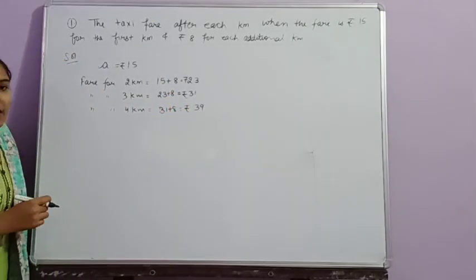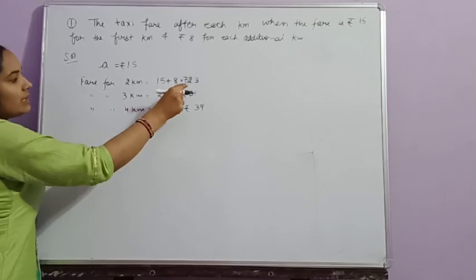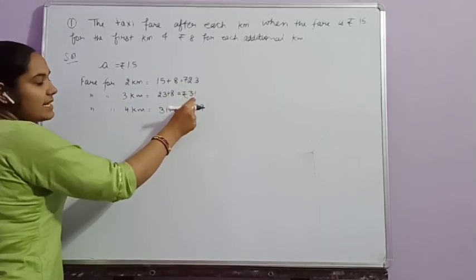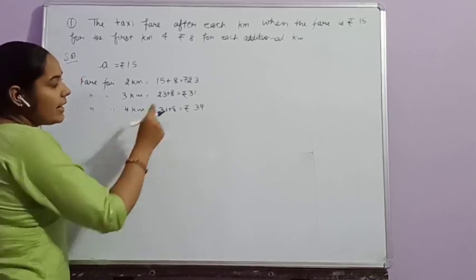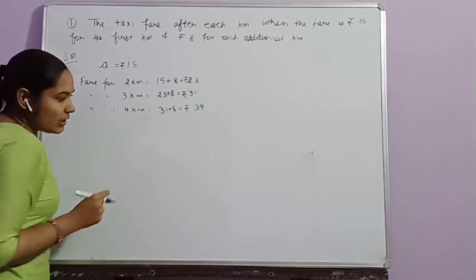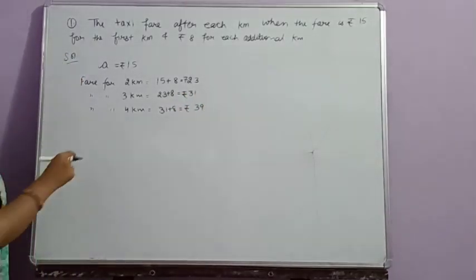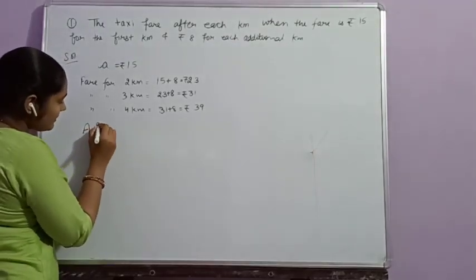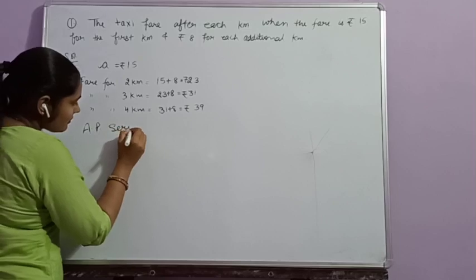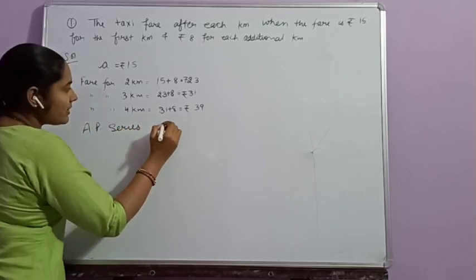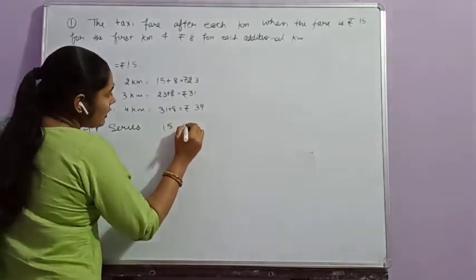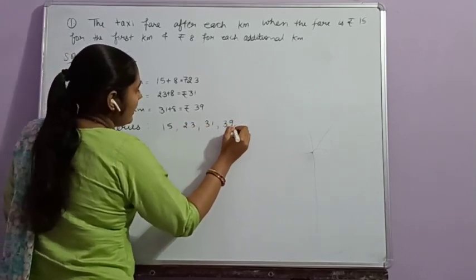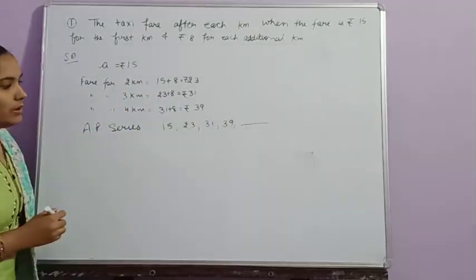We can see that difference between second term and first term is equal to 8. Similarly, difference between second and third term is also 8, and difference between third and fourth term is also 8. So common difference is same. So AP series is formed, that is 15, 23, 31, 39 up to 10.